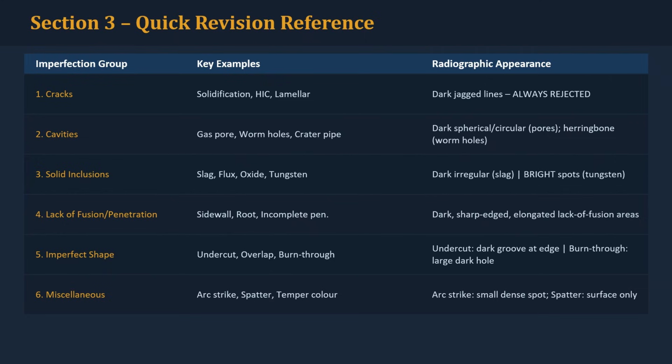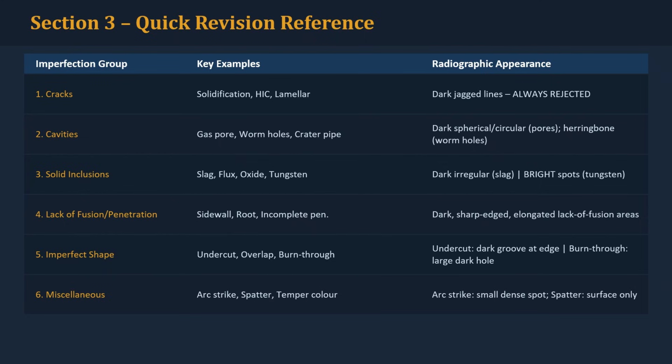The first group is cracks. On radiography, cracks are generally narrow, dark and irregular or jagged indications. The second group is cavities. Gas pores are generally dark and rounded, while wormholes can produce elongated or herringbone-type patterns. The third group is solid inclusions. Slag is normally dark, irregular and elongated, while tungsten can appear as a bright indication because of its high density.